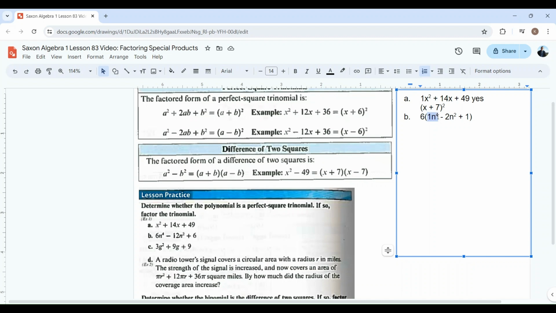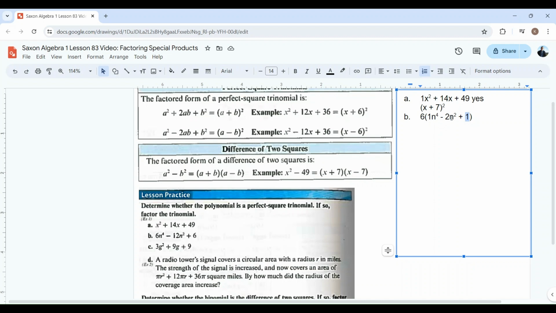N to the fourth is n squared squared. So yes, the first term is a perfect square. Is the last term a perfect square? 1 is always a perfect square. It's 1 times 1. Now I'm not saying for sure that this works, but right now it's looking good. I have to ask myself, is the middle term 2 times the square root of the first term times the square root of the last term? 2 times the square root of n to the fourth is n squared, times 1 is 2n squared.